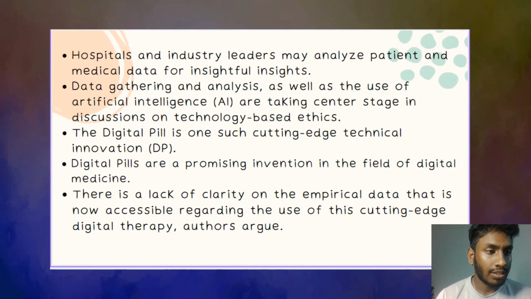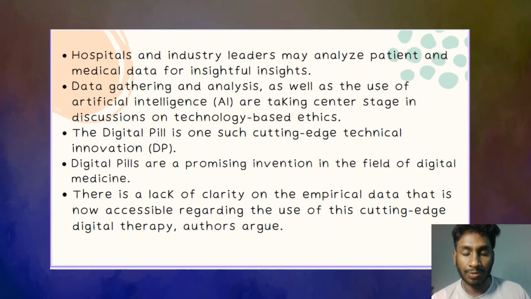Several ethical standards apply to the medical industry. Technology usage in healthcare, as well as the changes it has sparked, are pervasive. Hospitals and other healthcare organizations are terribly unprepared when it comes to dealing with the ethical implications of these new medical technologies. Hospital industry leaders may analyze patient medical data for insightful findings. Data gathering and analysis, as well as the use of artificial intelligence, AI, are taking center stage in the discussion of technology-based ethics.